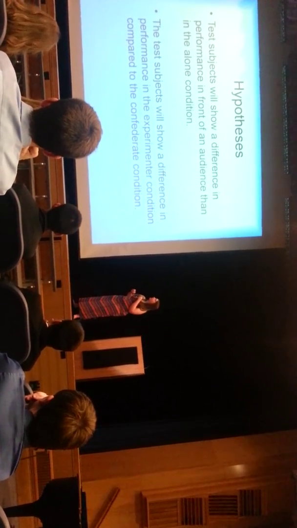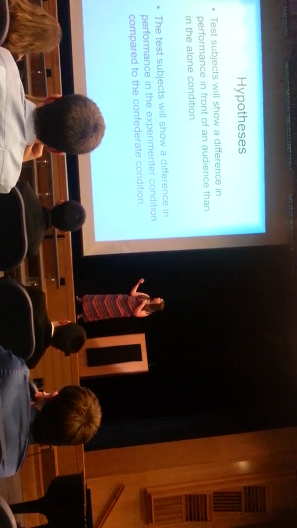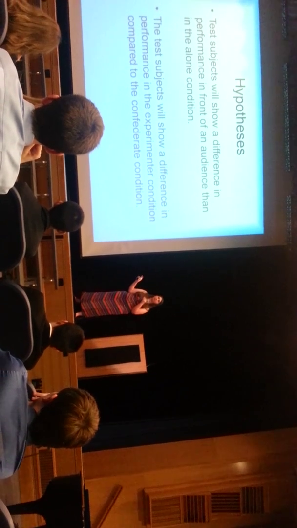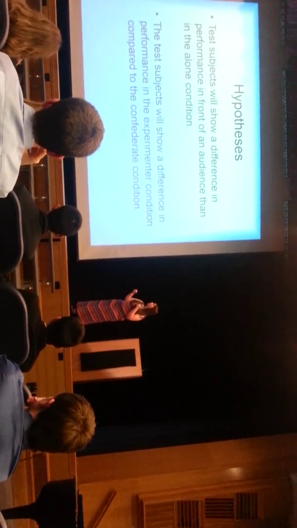I figured that there would be a difference between performing the Stroop test alone and in front of an audience, whether it be the experimenter, which is me in this case, or a fellow peer. This is just the basic statement of the social facilitation effect. What I wanted to focus on is the second hypothesis, that I think there will be a difference in the level of performance between the experimenter condition as compared to the peer condition, which is also known as the Confederate condition.